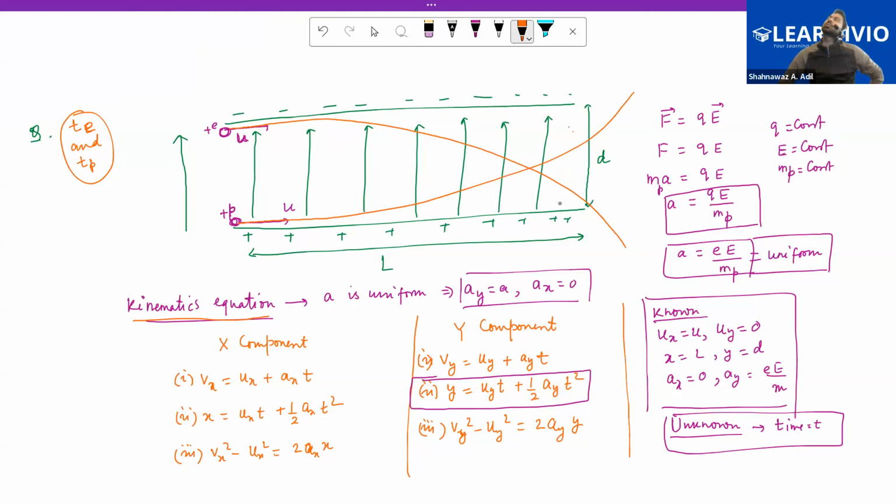Then we'll talk about the torque experienced by the dipole in the presence of the electric field.